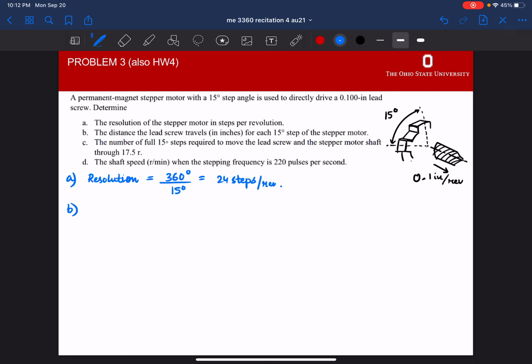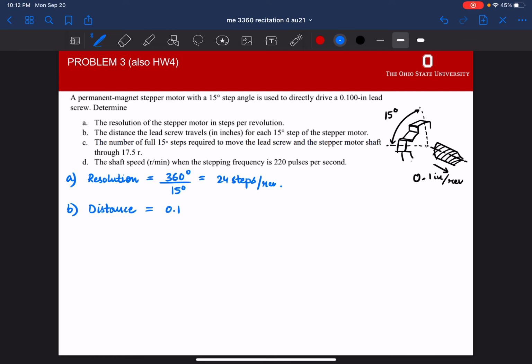Moving on to part B. What would be the distance the lead screw travels in inches for each 15-degree step of the stepper motor? So we now know how many steps comprise one revolution, and we can use that information to convert the 0.1 inch per revolution definition that we have and evaluate what would be the distance traveled for just a 15-degree step.